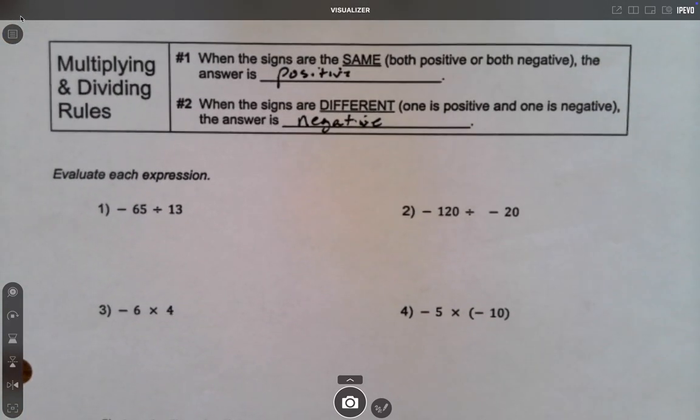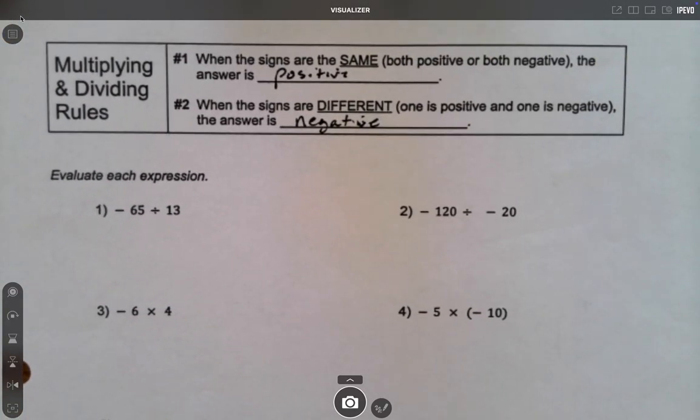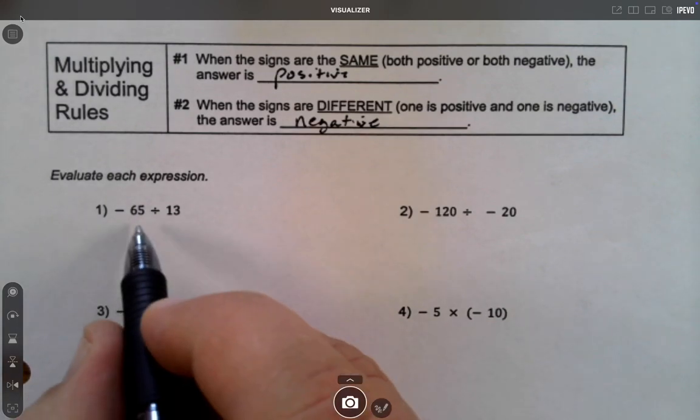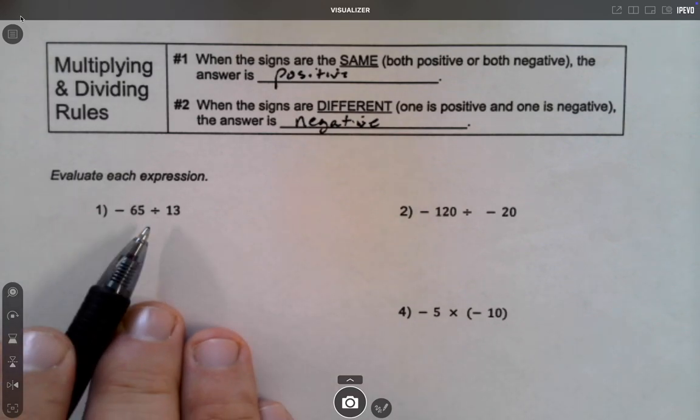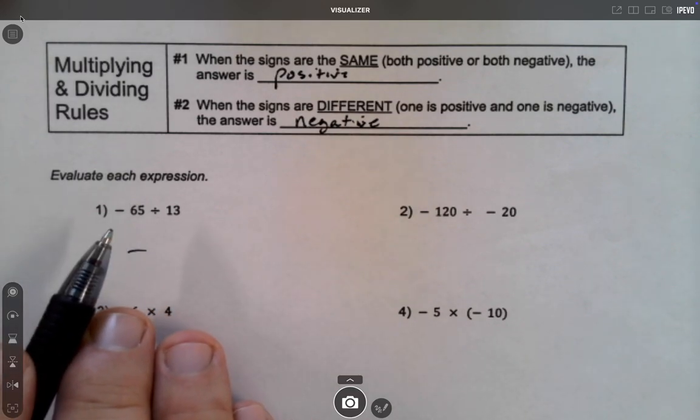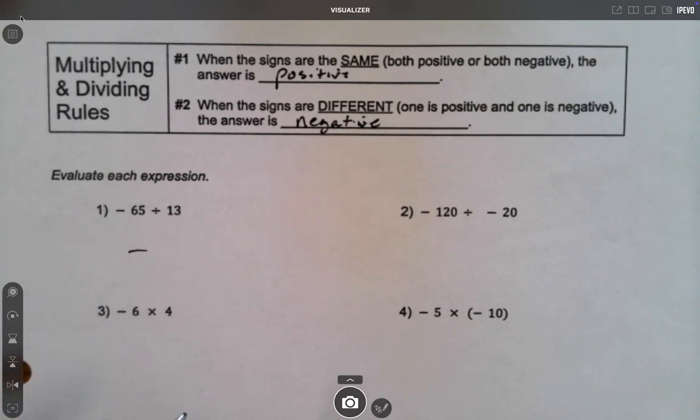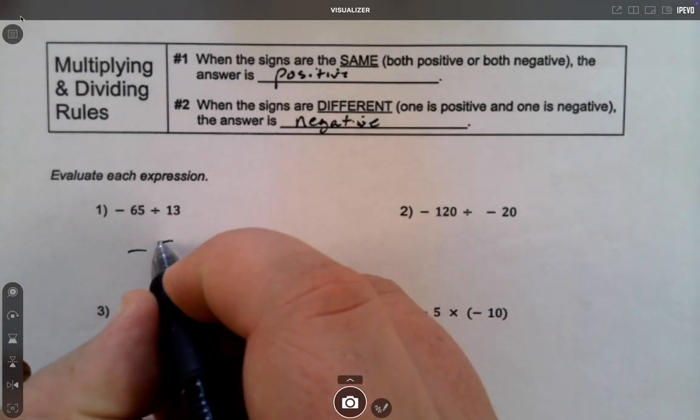Okay, so as I look at number 1, I may not know the answer off the top of my head, but I know that the answer is going to be negative because I have a negative divided by a positive. So since the signs are different, I know the answer has to be negative. Now it turns out that 65 divided by 13 is negative 5.